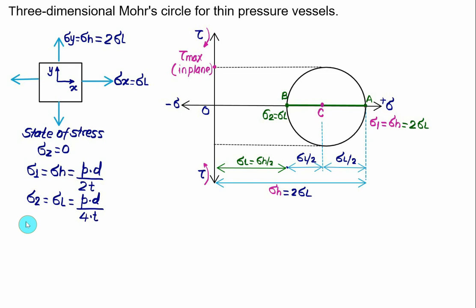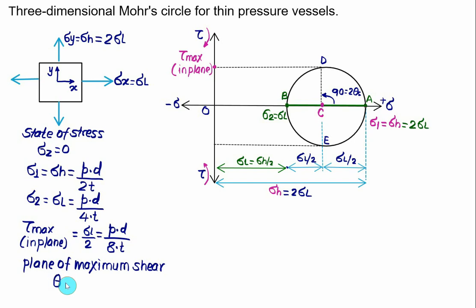And the maximum value of shear in plane is the radius, and this time we have radius equal to sigma L by 2. Sigma L by 2 is the same as pressure multiplied by diameter divided by 4 into 2, that will be 8 times t. So this one is representing the maximum shear in plane. Here the point D and the point E represent the maximum shear, and this angle is 90 degrees, that is equal to 2 times theta s. It means that maximum shear will occur at 45. So the plane of maximum shear will be theta s.